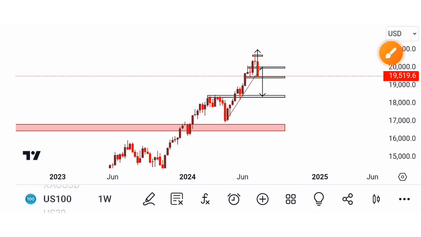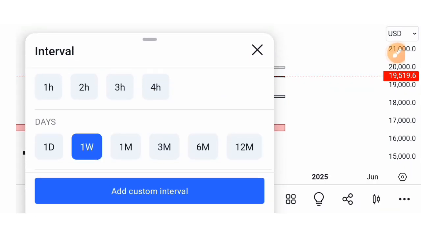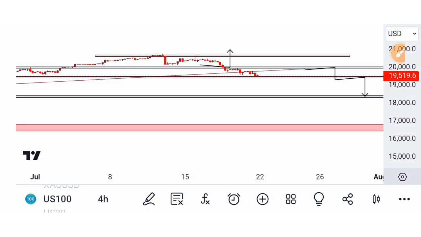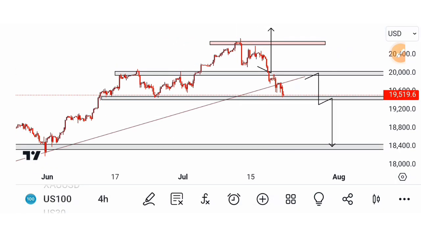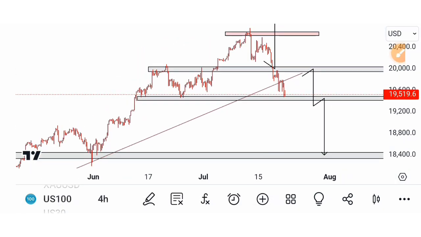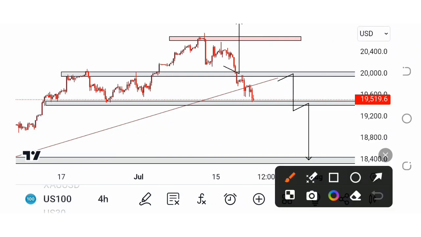So what I am expecting is, if you go to the daily time frame, or rather let me go to the 4-hour time frame, I have marked two areas of interest which I'm interested to sell from, right? If the market was supposed to continue going up, I feel like it should not have closed below this area of resistance over here. Now that it did, you can see it did give a retest, and now the market is selling.